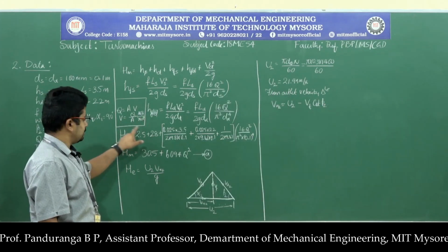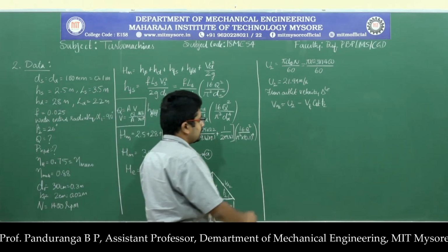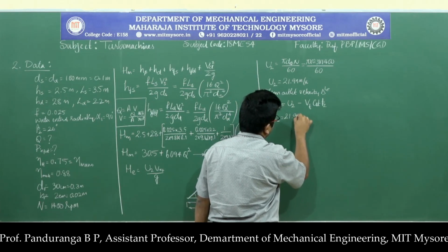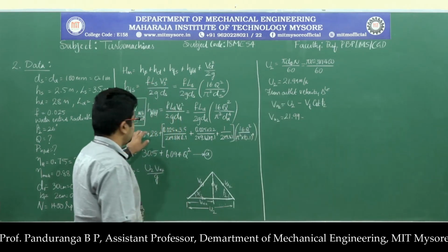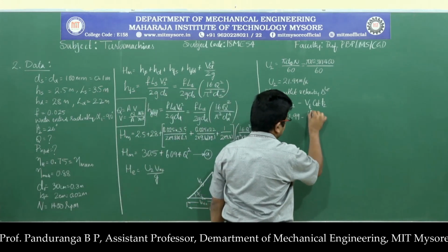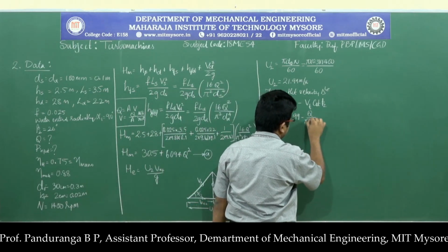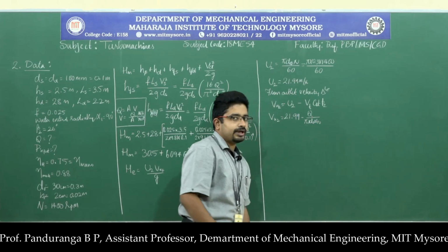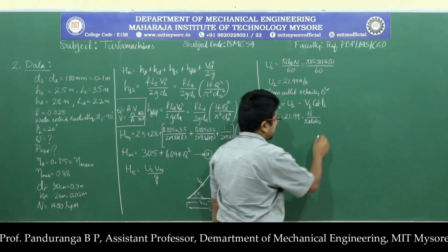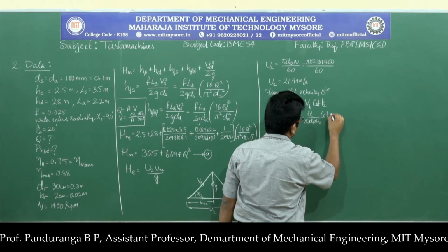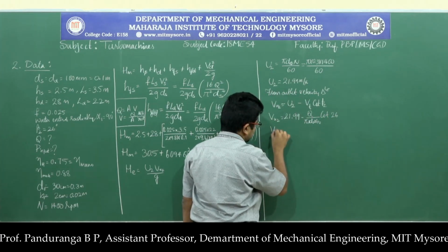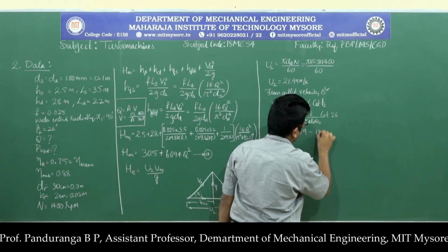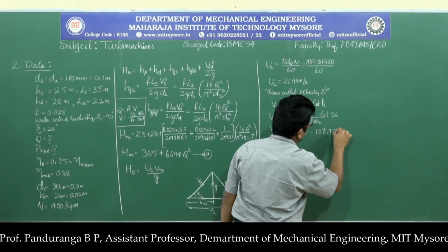I don't know Vf, so I use this concept to find out Vf, and here Vu2 will be equal to 21.99 minus, so in place of Vf I'll write it as Q divided by pi into d naught into b naught. So d naught into b naught is the flow area at the outlet, and multiplied by cot 26. So if you simplify this, you get Vu2 as 21.99 minus 108.77 times of Q.